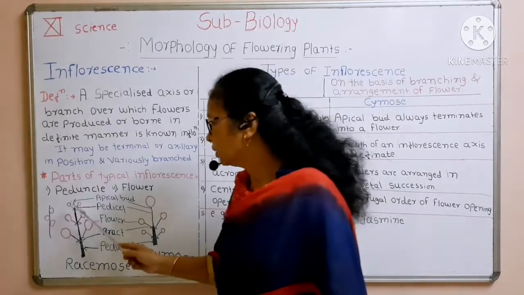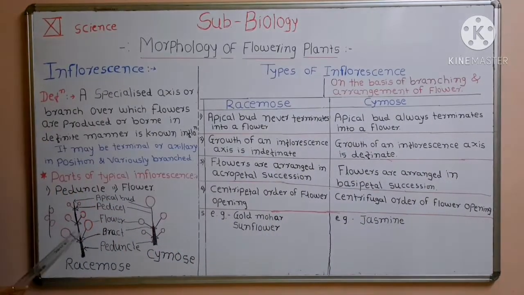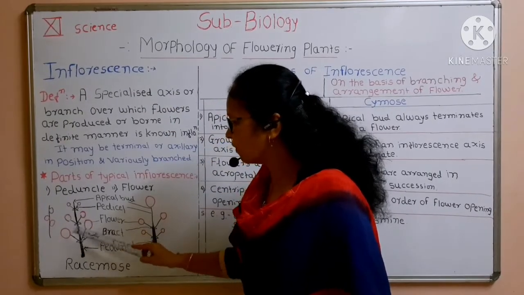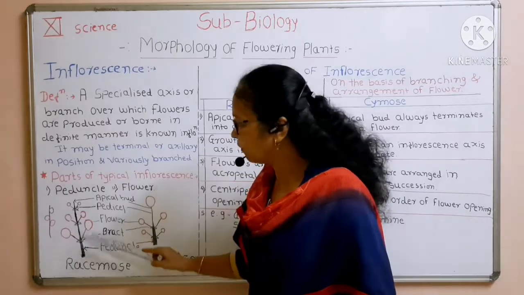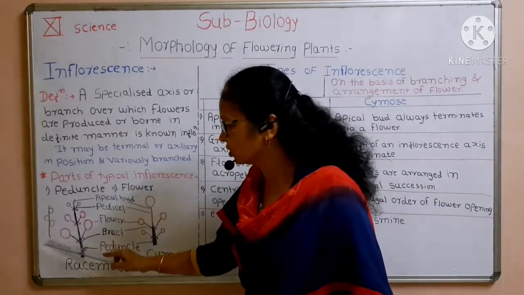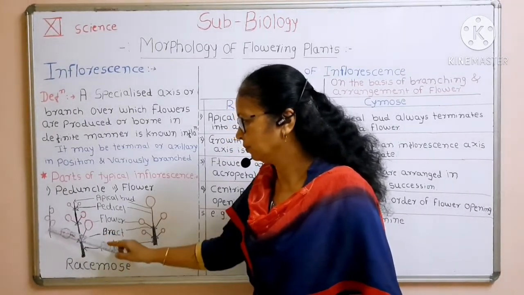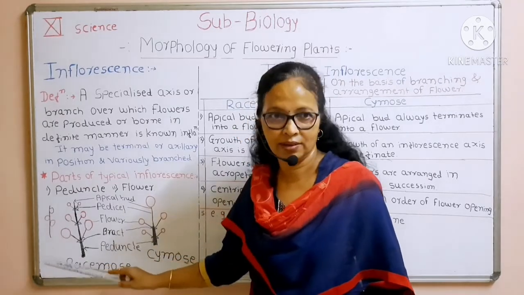Then on this reproductive axis or peduncle, the second part is the flower. These flowers are arranged in a definite manner. The stalk of the flower is called a pedicel. When the pedicel is present, the flower is called a pedicellate flower. And when the flower is directly attached to the peduncle, meaning the stalk is absent, it is called a sessile flower.